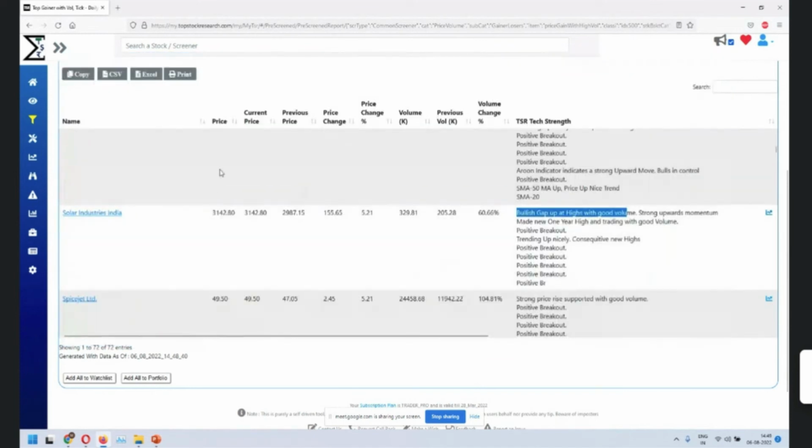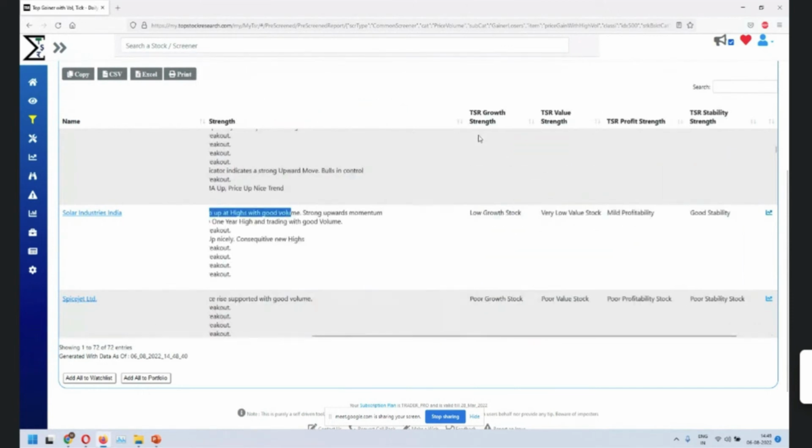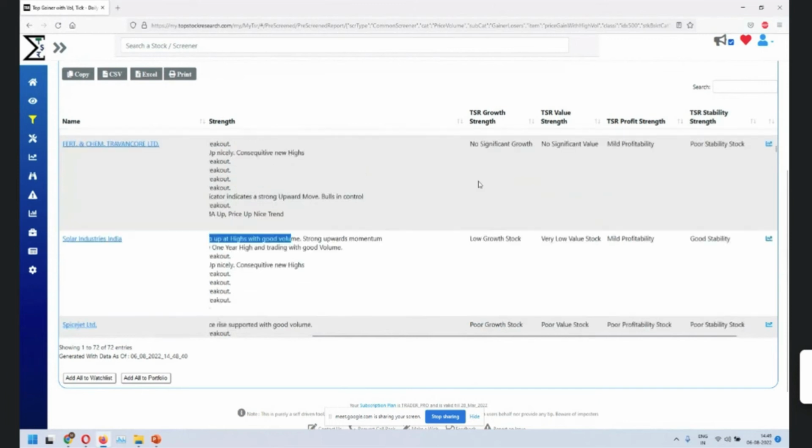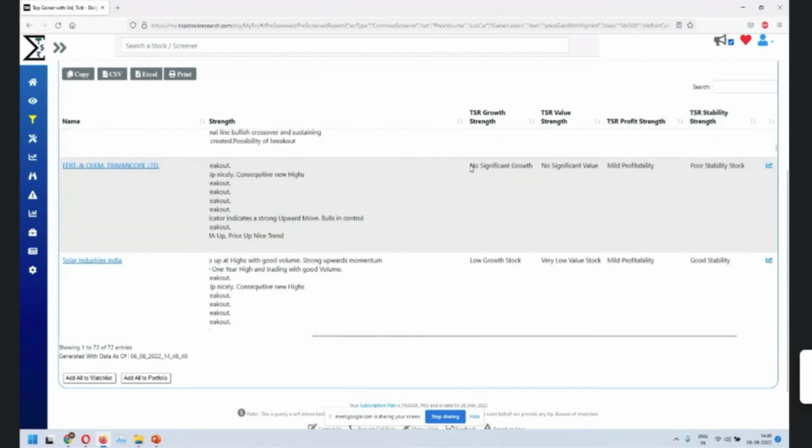Right? So this is how, along with your screener results, you can see technical strength. You can see the growth. Okay, growth is not there, so it's not significant growth. Technically it's good. Growth-wise, it's not that great, right? Value also not too good. Profitability is there. Stability-wise, it's pretty bad, right?